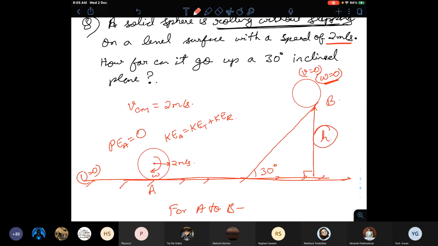Let's talk about point B. Kinetic energy at point B, you can see that it is zero, it is at rest, it is completely stopped. And what about the potential energy at B? It is at a height h. Let's assume its mass is m, so it is mgh. This will be mgh.